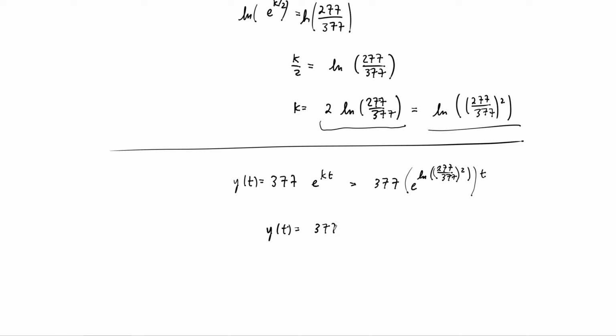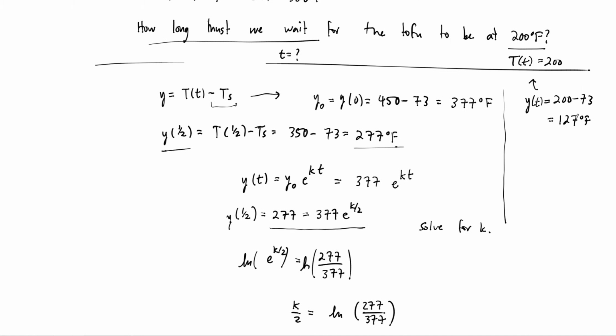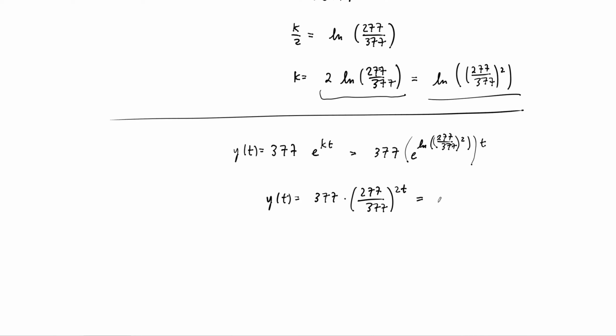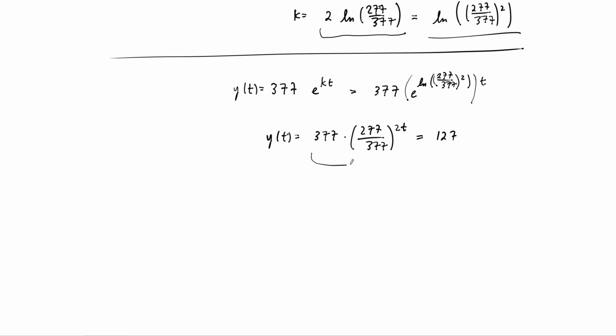So we have 377 times 277 over 377 to the power 2t. And we want to set this equal to 127, right? That's our goal, 127, and then try to solve for t. All right, and so this now becomes our problem. So now we want to solve for t.